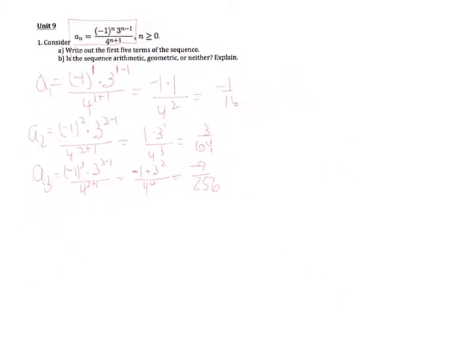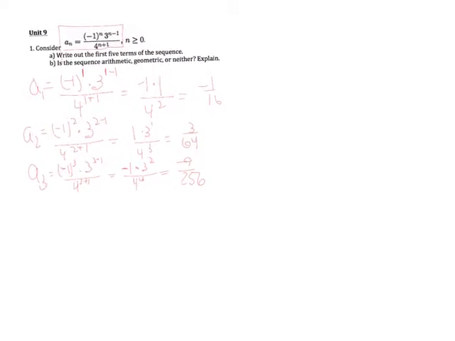Now I'm going to make this a little smaller, and then part B asks you if the sequence is arithmetic, geometric, or neither, and you've got to explain. Remember, if it's arithmetic, you're going to have a common difference. So am I adding the same thing every time? Am I subtracting the same thing every time? If it's geometric, I'm going to have a common ratio, meaning am I dividing by the same thing every time or multiplying by the same thing every time?